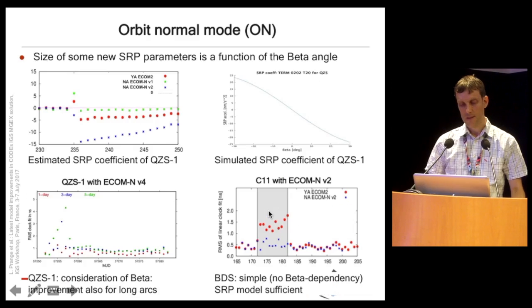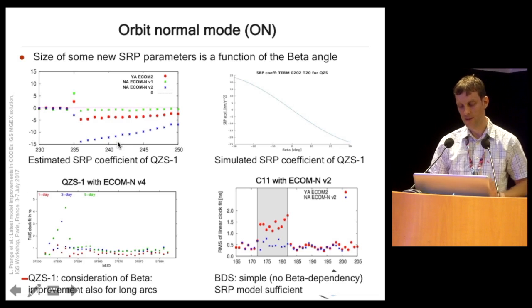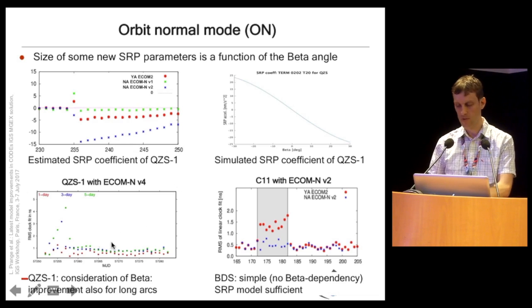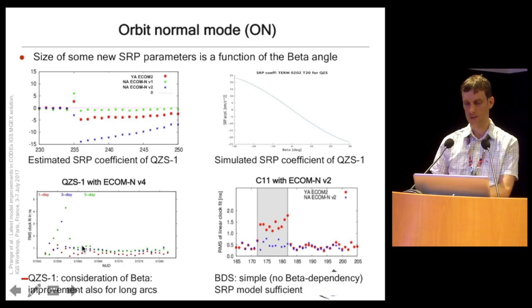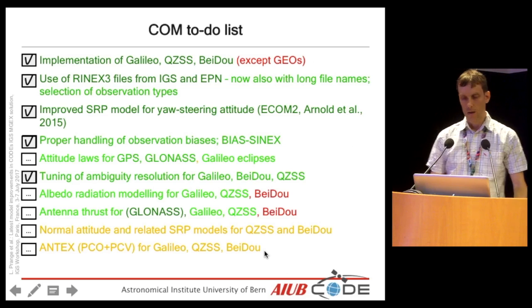And the reason is that these new radiation pressure parameters partly depend on the beta angle, so there are variations. If we consider the beta angle, then we can also improve the orbit determination for long arc QZSS orbits. For Beidou, it's not so critical. There, a simple model also works.